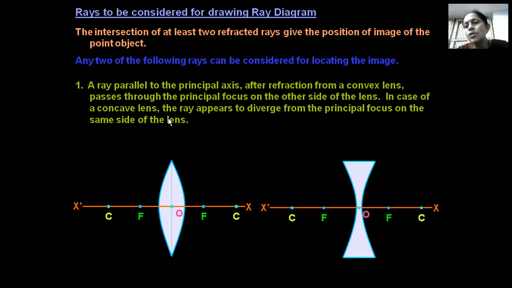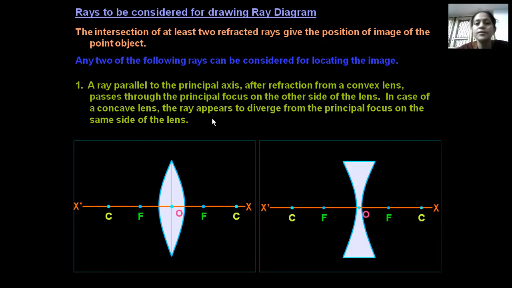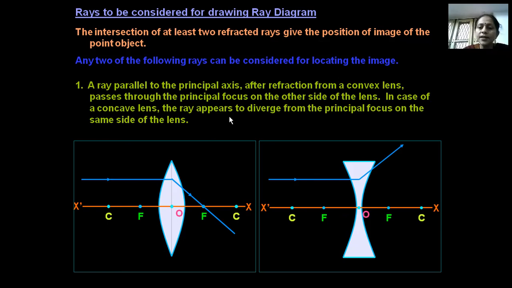Now, when we come to drawing ray diagrams, 3 rays are to be considered. Basically, we will draw image formation diagrams with 2 rays, but you can use 3 rays also, and you can take any 2 rays. First, we will take a ray parallel to the principal axis, because we know its path. It will pass through the focus. Look here in the diagram.